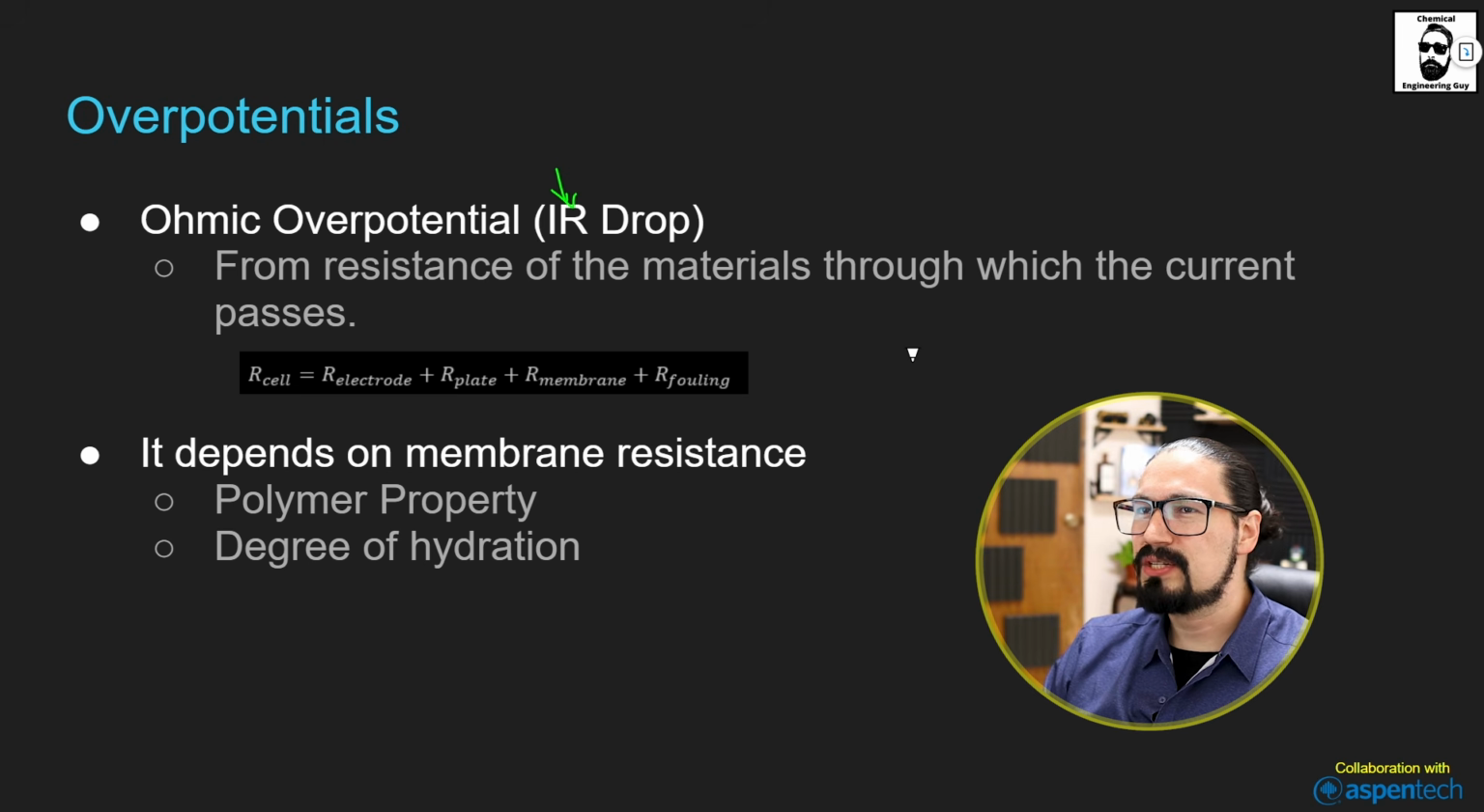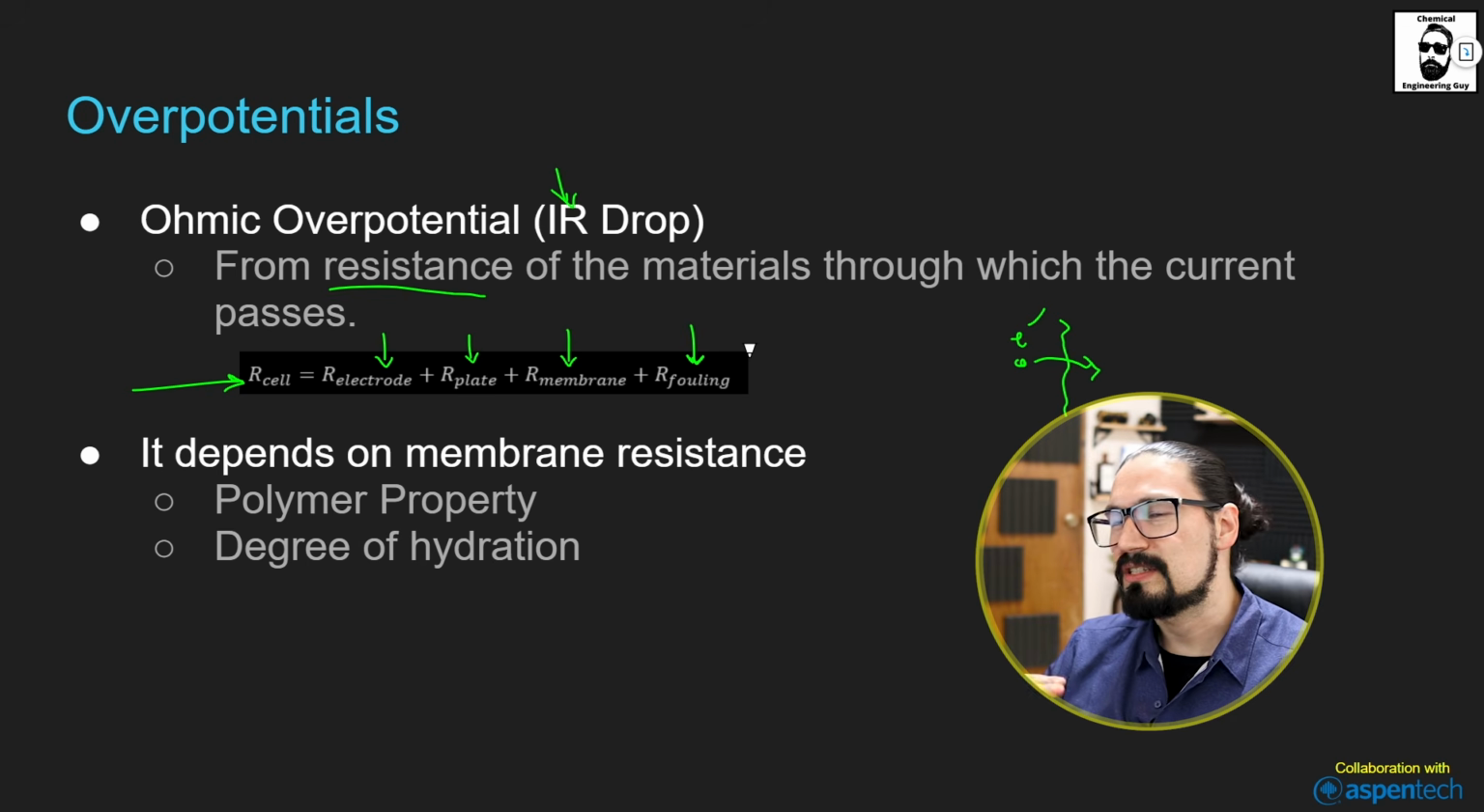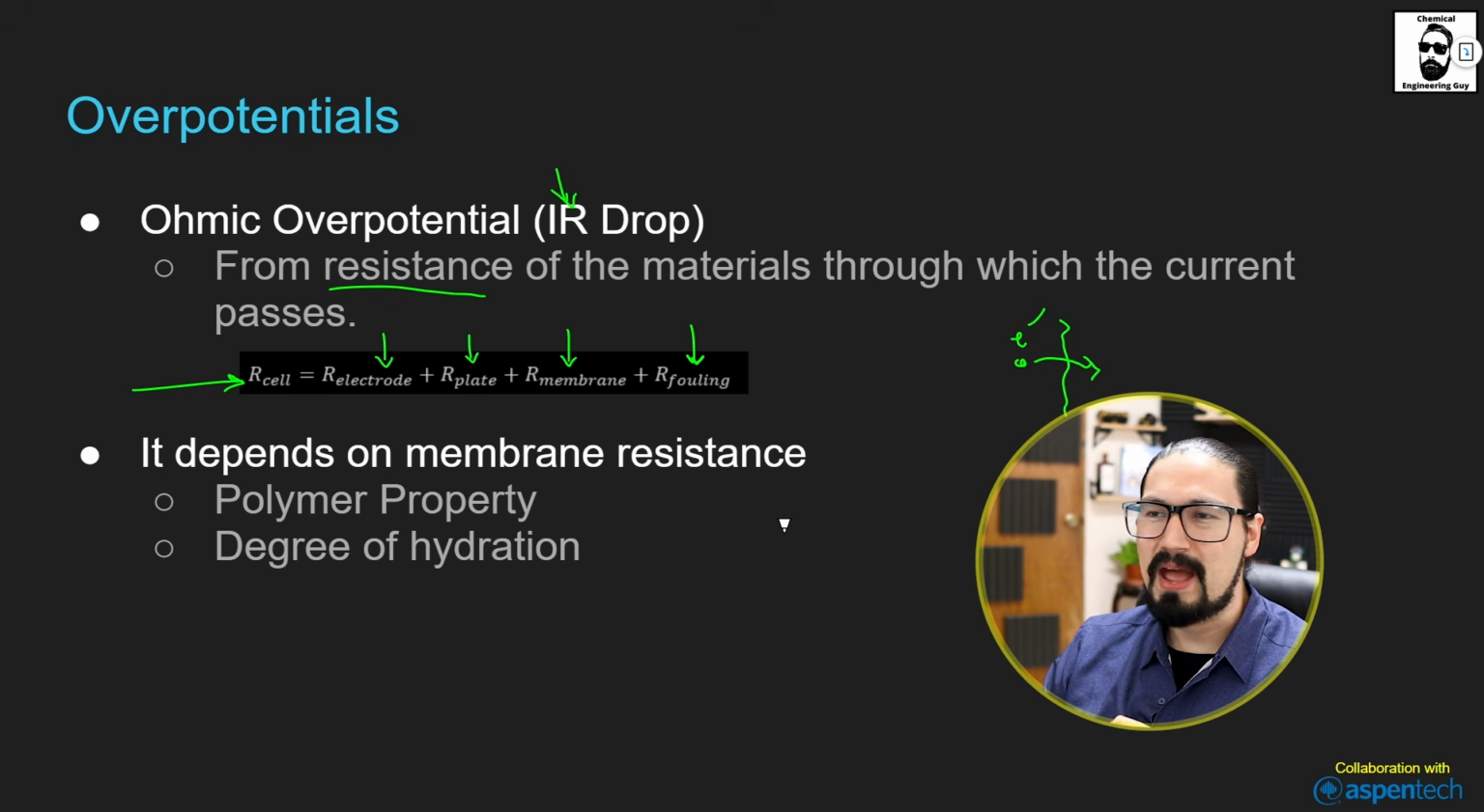Then we have ohmic overpotential, guys. As the name implies, these are the losses due to resistance. Remember that anything that conducts electricity will encounter a resistance for electrons to flow. So this so-called resistance is going to be accounted for here. We need to account for the resistance of the cell, the resistance of the electrodes, the resistance of the plate, the resistance of the membrane, and of course some inefficiencies. It depends on the membrane resistance. Of course, you're going to see later on that there's a whole world of membrane materials. We're now talking about the PEM electrolysis models, and typically we're going to be choosing those with polymer properties. They are going to be affected by the degree of hydration of such unit operation.